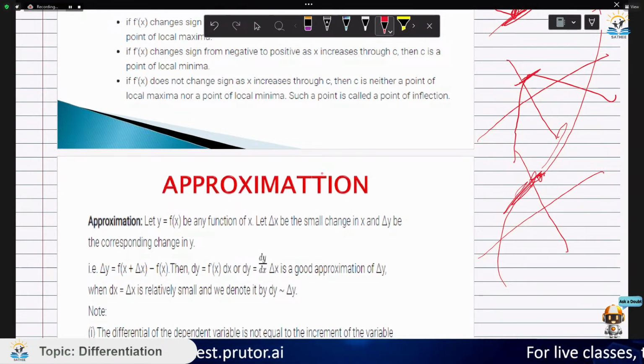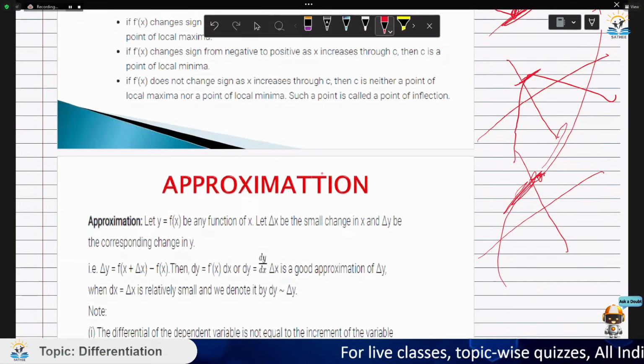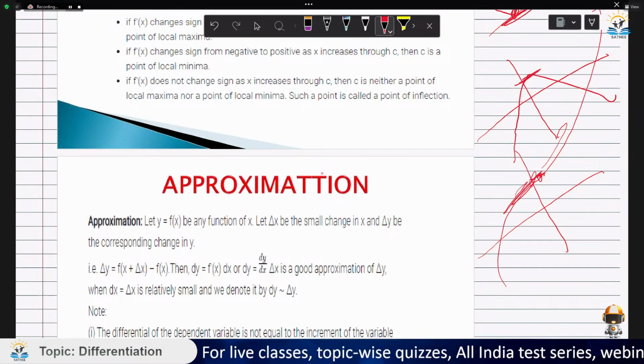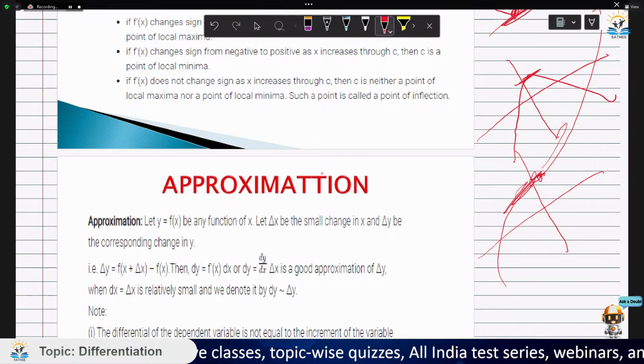So what we do here is that if f(x) is a function defined in an interval I and c is a part of I, let f be twice differentiable at c. So the first condition of this test is that f has to be twice differentiable at the point c. If it is not differentiable, then we cannot find the maxima and minima easily.